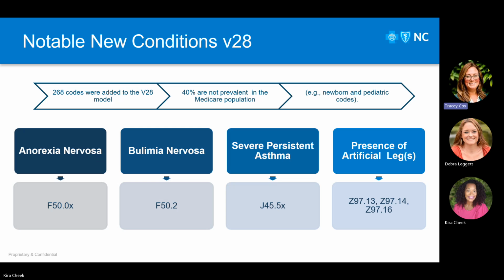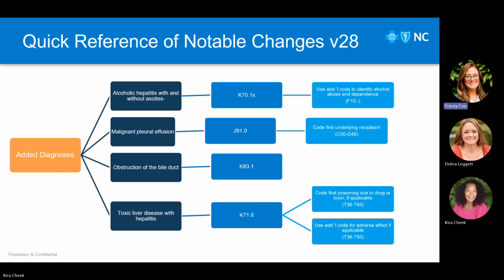Here are just a few of the new codes that are going to be recognized with V28. We have anorexia nervosa, bulimia nervosa, severe persistent asthma is now recognized with the CMS folks, and presence of artificial legs. Other additional diagnoses from V28 include alcoholic hepatitis with and without ascites, malignant pleural effusion, obstruction of the bile duct, toxic liver disease with hepatitis.